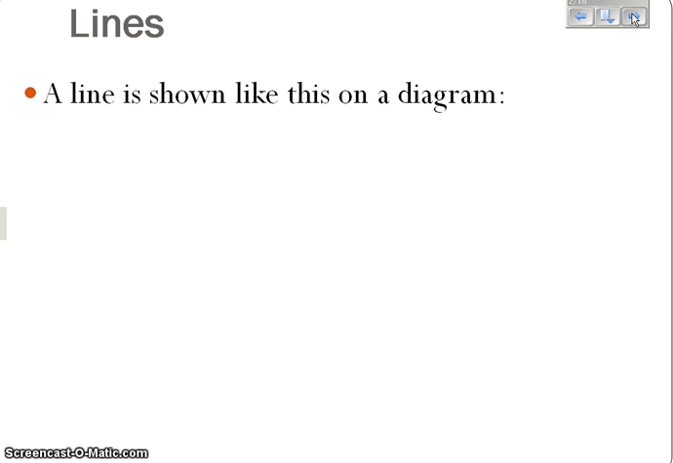A line is shown like this on a diagram. As you can see, it's got arrows on both ends, and it's going to run through a series of points. This specific line just runs through points A and B, but your line can run through more points than that.